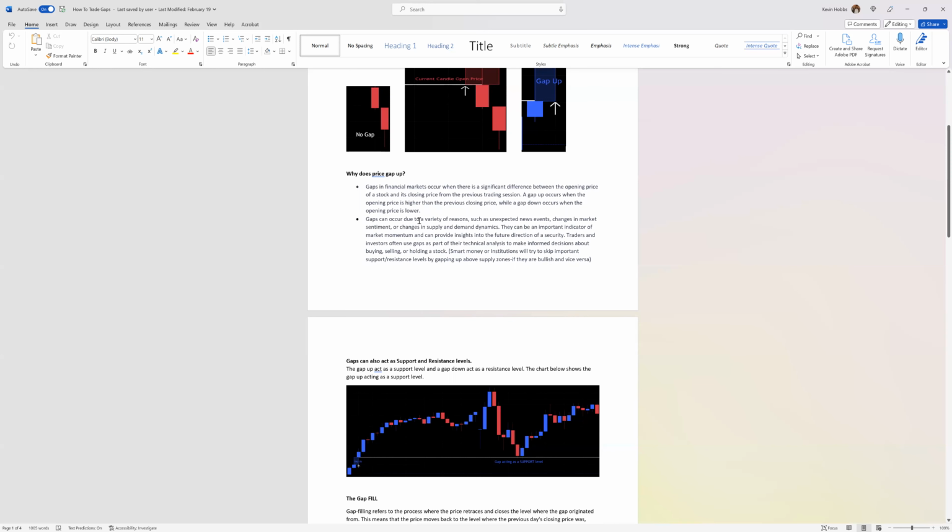The reasons they do that are a variety of things: news, change in market sentiment, supply and demand dynamics. Smart money or institutions will try to skip important support and resistance levels by gapping up above supply zones if they're bullish, and vice versa. A lot of times you get those gaps because, remember I was saying last week, there's no retail traders really in this market right now. It was institutional buyers that gapped the market all the way down or up. I couldn't remember exactly what it was.